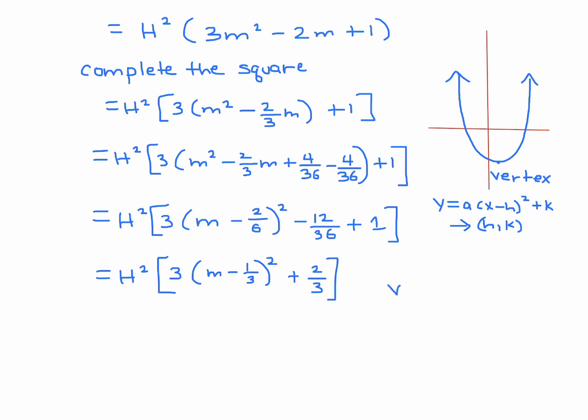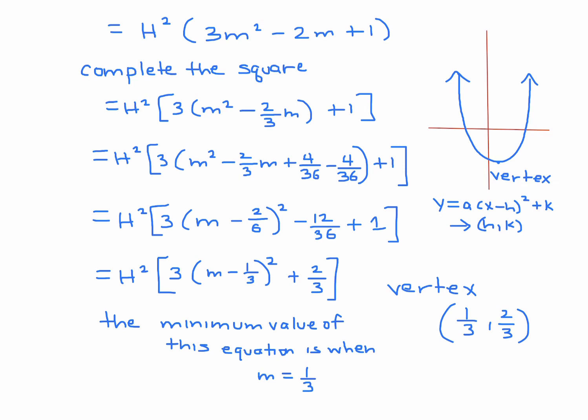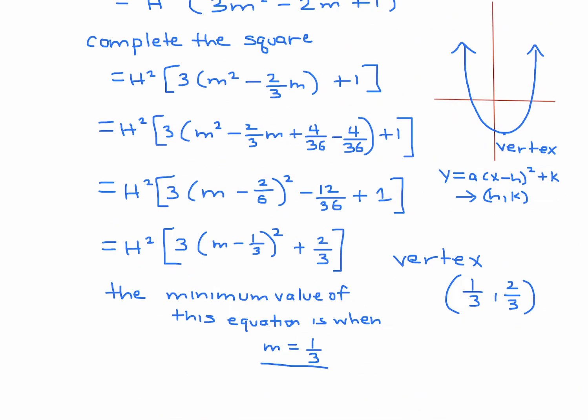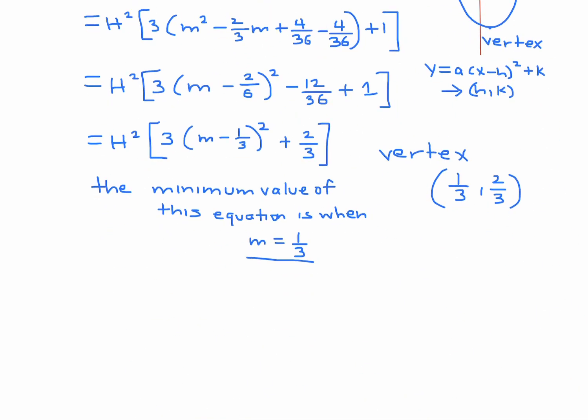It is (1/3, 2/3). The minimum value occurs when m is equal to 1/3. There we go. We're almost done. Now, what is m? What was the significance of m? If you recall, m is giving me the fraction of the big H that equals small h. So that basically means that since m is 1/3, small h is equal to 1/3 of big H.